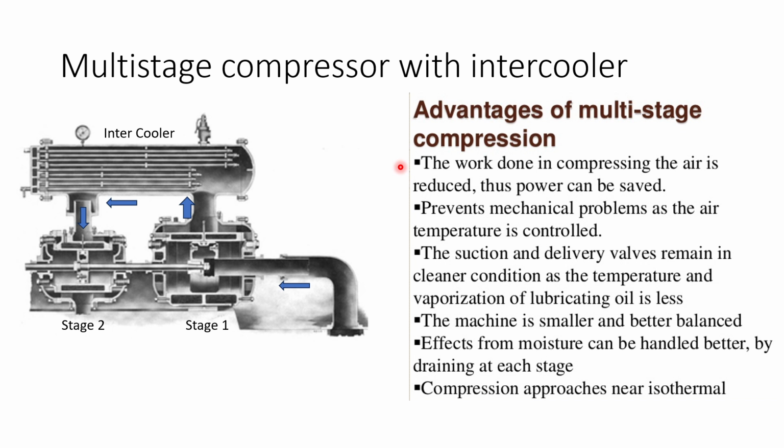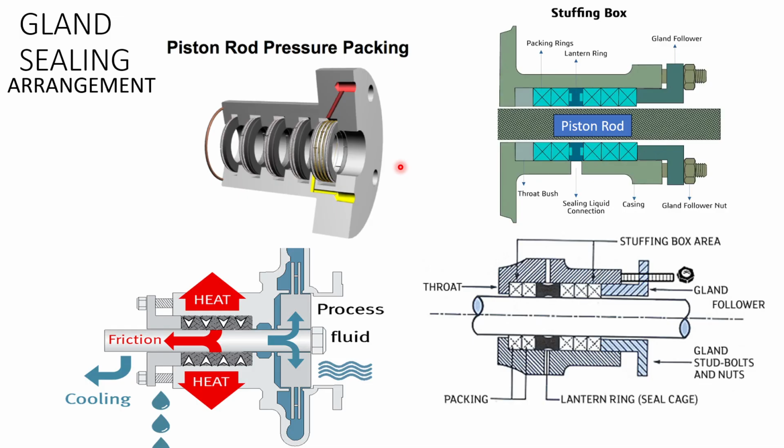The machine is smaller and better balanced. The effect of water can be handled better by draining at each stage, so we always provide the traps for that purpose. Compression actually approaches near isothermal, and that's how the efficiency of the compressor improves.